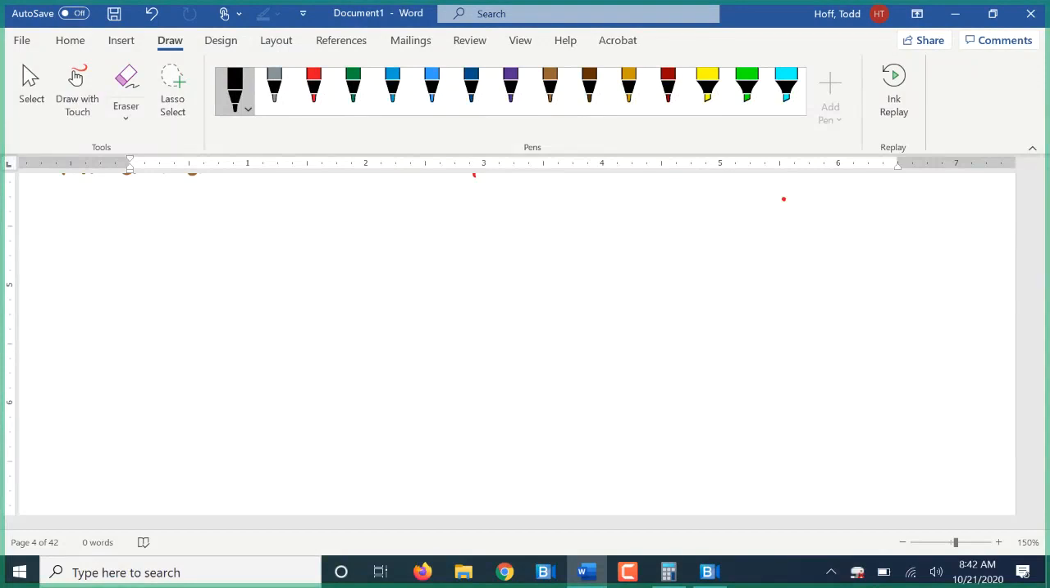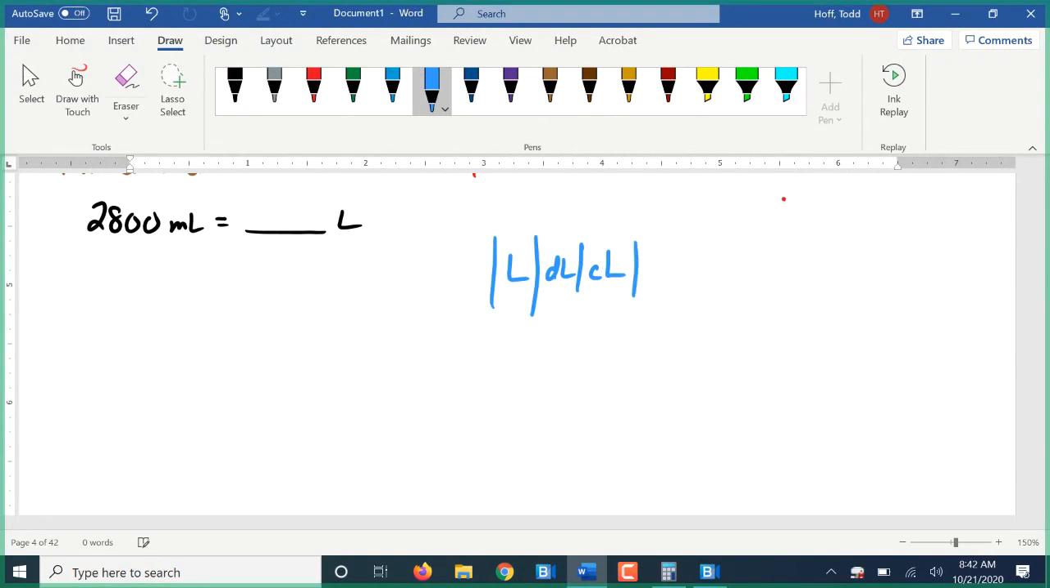So one of the things we did here is we did some conversions with our metric units, things like 2,800 milliliters going into liters. All it was a matter of moving the decimal point. Liters are in the middle. We have deciliters, centiliters, milliliters. From milliliters to liters is 3 spots to the left. We moved our decimal point 3 spots to the left, giving us 2.8 liters.